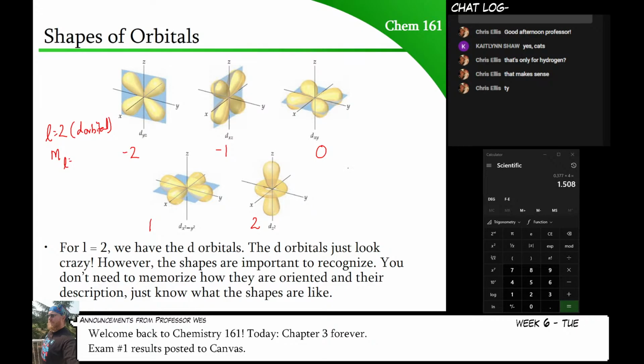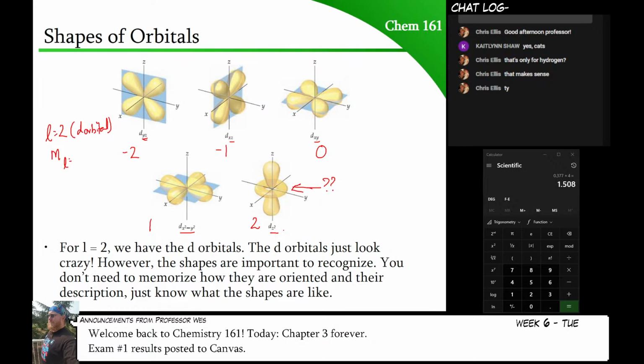You'll notice that this shape looks absolutely stupid. Why the heck did this happen? What do these functions mean? I've got yz, xz, xy, x squared minus y squared, which is like circular? I don't know. And then z squared. Where does this all come from?